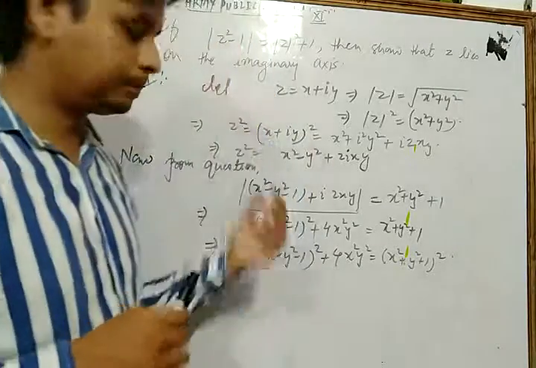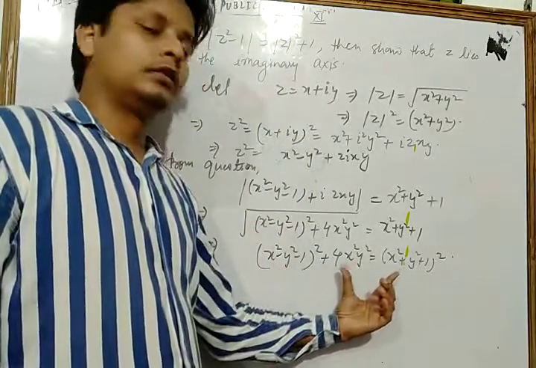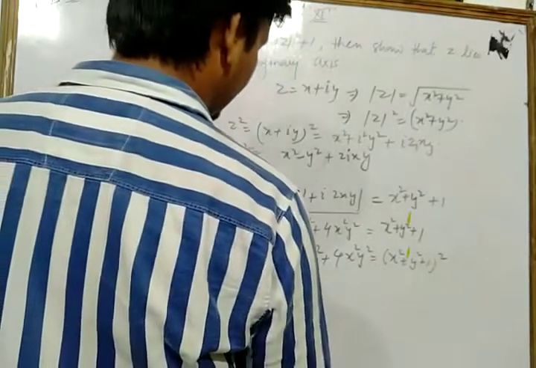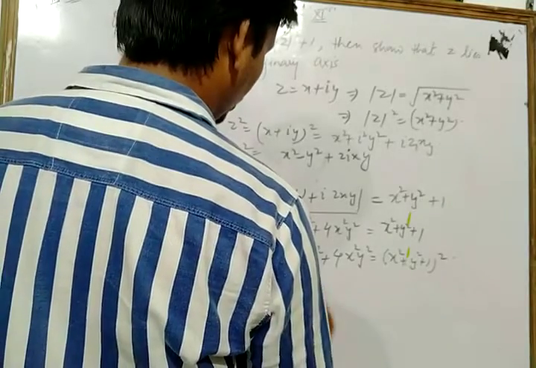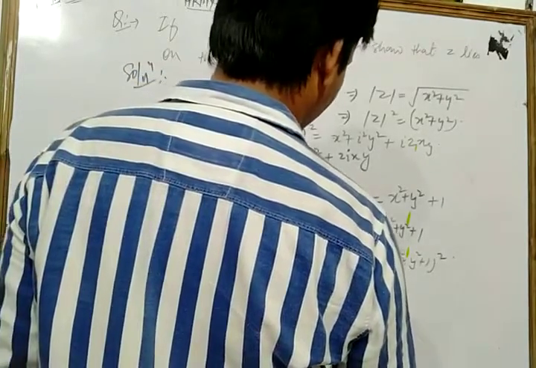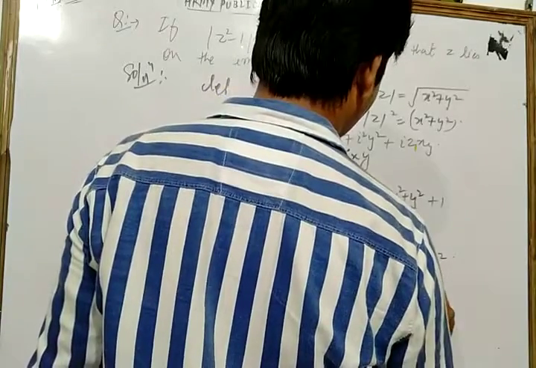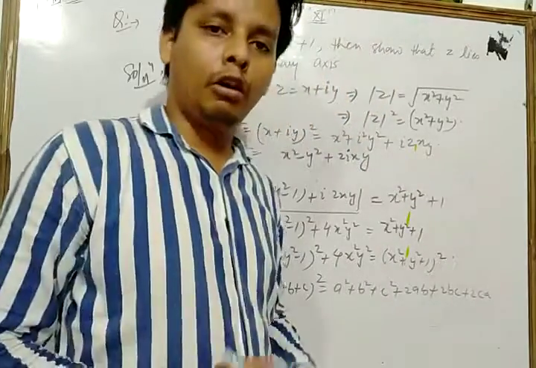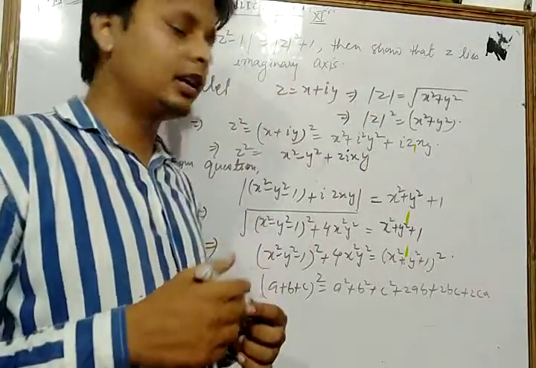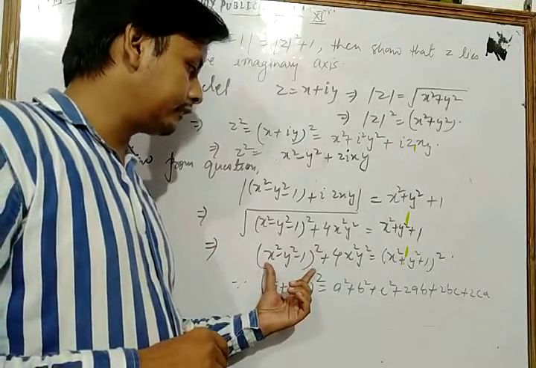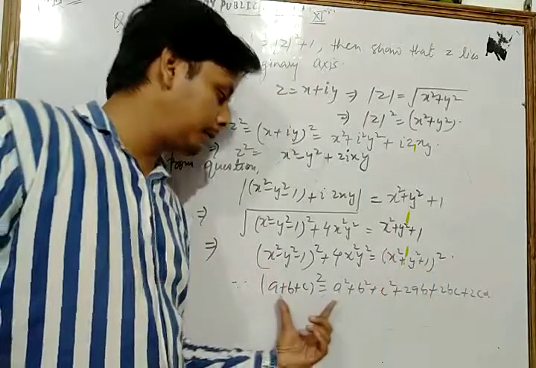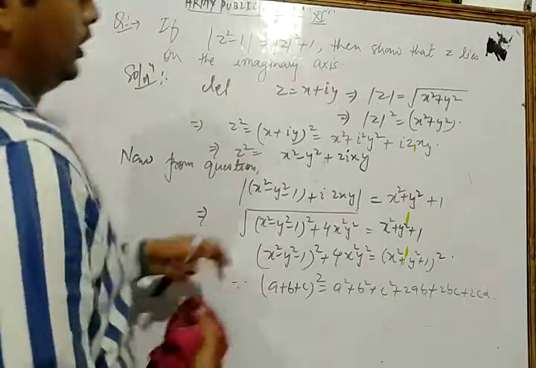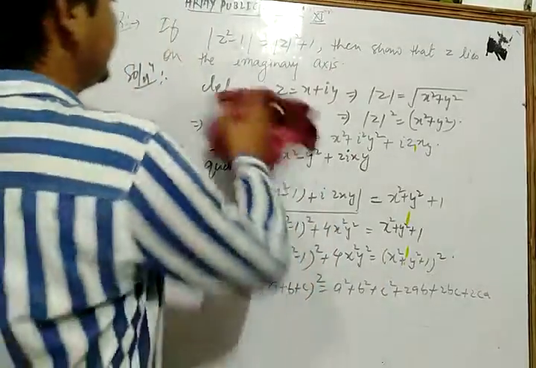Now, dear students, we solve using the identity for a plus b plus c whole square. Since we know that a plus b plus c whole square is a square plus b square plus c square plus 2ab plus 2bc plus 2ca. This is the formula for a plus b plus c whole square. Now we expand that value using this identity.